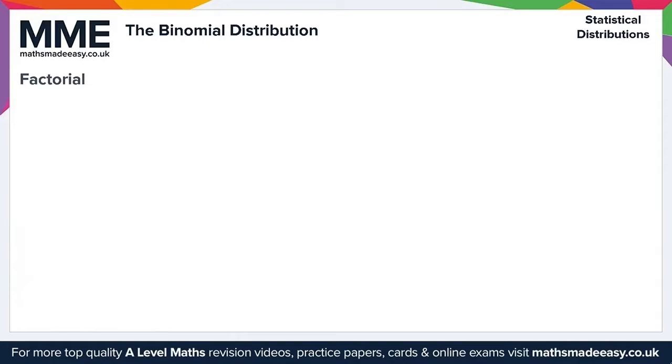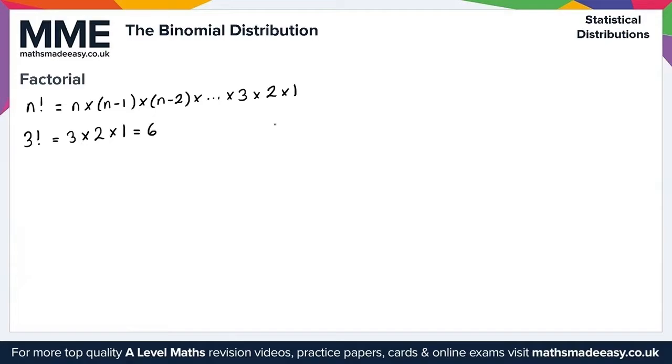To start with, let's discuss the factorial. The factorial of a number, written as n with an exclamation mark, is equal to n times n minus 1 times n minus 2, and this carries on all the way down, times 3, times 2, and then finally times 1. So for example, 3 factorial is equal to 3 times 2 times 1, so 3 factorial would be equal to 6.